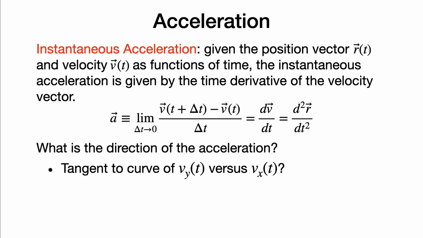How about tangent to the curve of the y velocity versus the x velocity? This is the answer. It's always going to be tangent to the curve of the y velocity versus the x velocity. This is analogous to the fact that the direction of the velocity vector is tangent to the curve of y position versus x position.